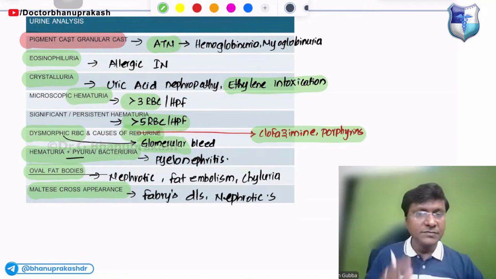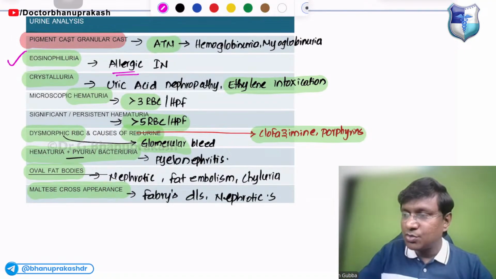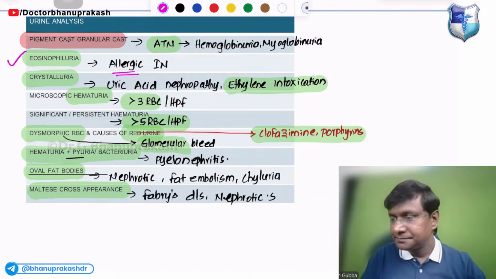Done? Now, eosinophiluria, I was telling you one more condition. Apart from allergic interstitial nephritis, what is another condition where you will have eosinophiluria? Anyone?